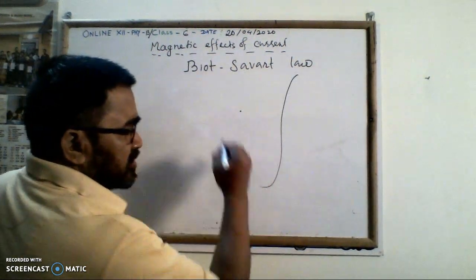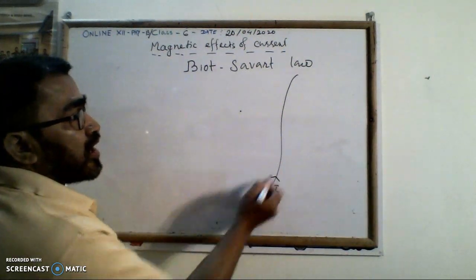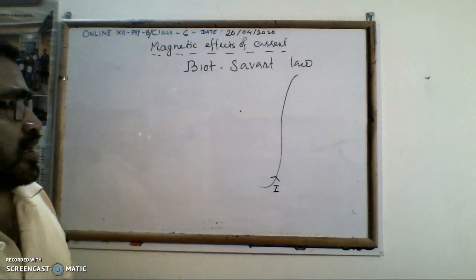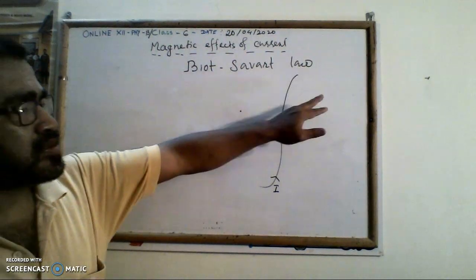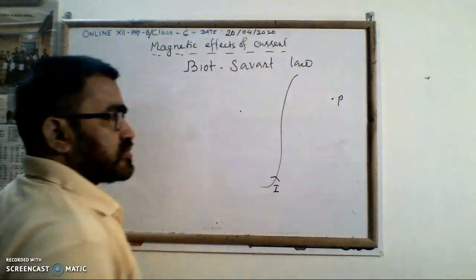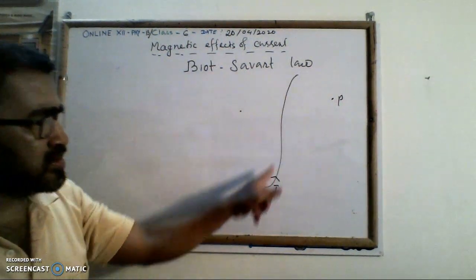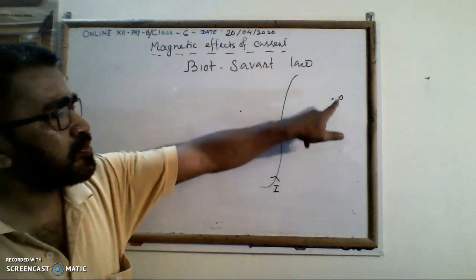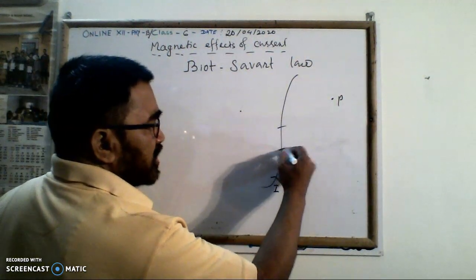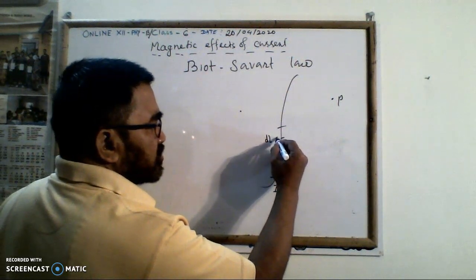So if we consider a current carrying conductor, it carries a current I. It has some length, and Biot and Savart calculated the magnetic field at a particular point P, suppose. So in their experiment, they found the effect produced by this current carrying conductor, the magnetic field produced at point P. Let us consider an elementary length dl, and O be the center of the elementary length.